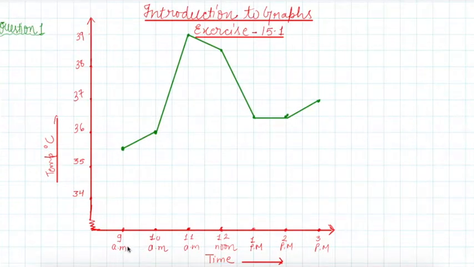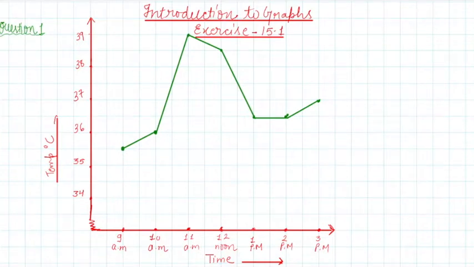If you see on the x-axis here, it is 9 a.m., 10 a.m., 11 a.m., 12 noon, 1 p.m., 2 p.m. and 3 p.m. And on the y-axis the temperature in degrees Celsius has been given, and this is the graph which is representing the temperature of the patient which has been recorded every hour. Now we have to answer a few questions which have been asked after studying this graph. So let's see what is the first question.